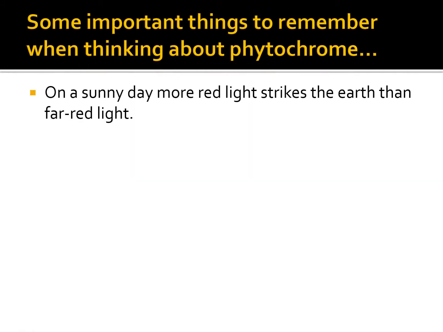Okay, there are some important things to remember when we talk about the phytochrome system. One thing to remember that helps me understand phytochrome a little bit better is that on your typical sunny day, there's a little bit more red light striking the earth than there is far red light. So if you think back to the electromagnetic spectrum that we just looked at, the far red light is just a little bit further to the right than red light. So they're electromagnetic waves of slightly different wavelengths.